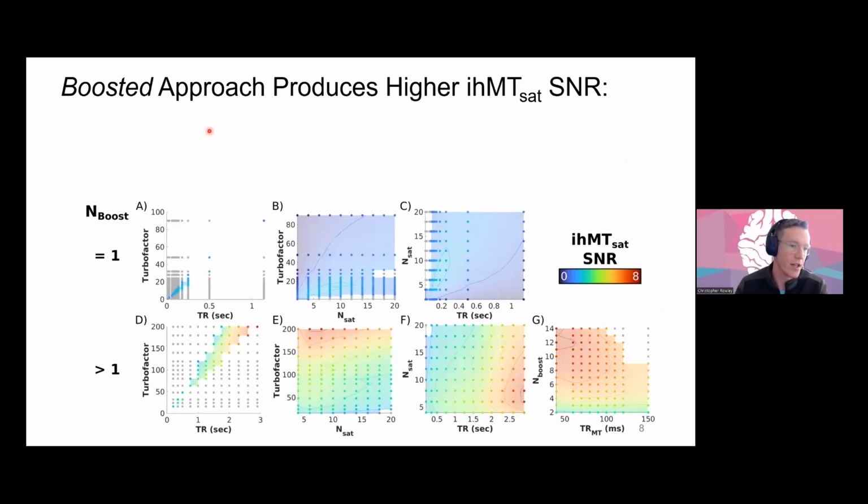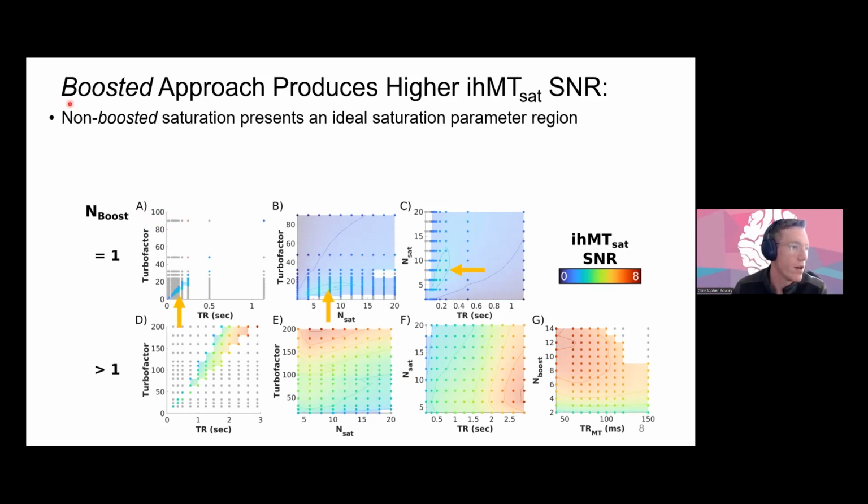So how do we look at the data set? We've simulated over 200,000 protocols, and we want to see what's the best SNR we can get. The plots I'm showing here show, if we fixed any 2 parameters, what is the best SNR you can get, so everything else is completely open. For each of these data points, the gray points represent something that didn't quite meet the time cutoff. What we see is a non-boosted approach definitely has a lower SNR than the boosted approaches, but we do see an ideal saturation parameter region with a TR of around 100 milliseconds, 6 to 8 saturation pulses, and a low turbo factor of around 10.